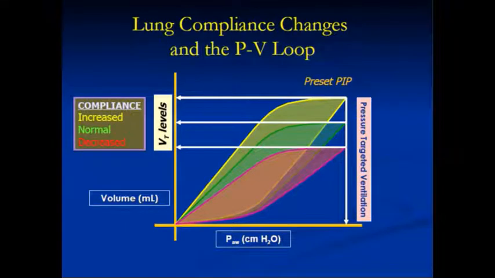This is the lung compliance changes and pressure volume loop in case of pressure control ventilation. This is the normal pressure volume loop. Whenever the compliance of the lungs increases, this will be the loop. That means for the same given pressure, your tidal volume increases. Whenever the compliance of the lungs decreases, for the same given pressure, the tidal volume decreases.